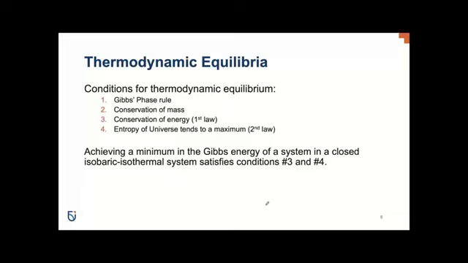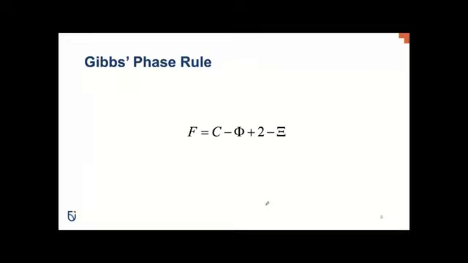Combining the 3rd and 4th conditions is equivalent to stating that the Gibbs energy of a system under isothermal isobaric conditions is at a minimum, which is a more convenient way to numerically compute the problem. As a quick reminder of fundamentals of thermodynamics, the phase rule is written here, where F is the number of degrees of freedom, C is the number of system components, not necessarily equivalent to the chemical elements. Phi is the number of phases that are predicted to be stable.